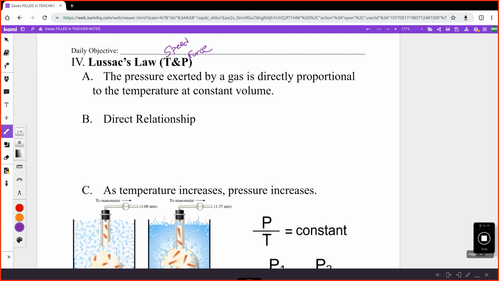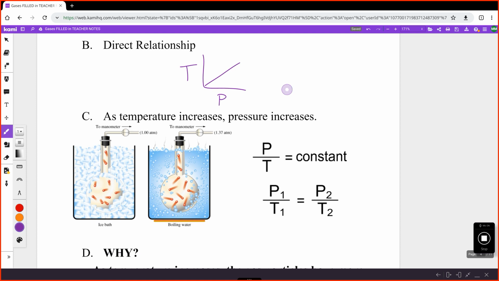The faster a particle moves, the more force it's going to have. The slower a particle moves, the less force it's going to have. And so this is a direct proportion. When one goes up, the other goes up. When one goes down, the other goes down. If the particles move faster, the force will be greater. And because this is a direct proportion, we set it up like a fraction again, allowing us to go P1 over T1 equals P2 over T2.